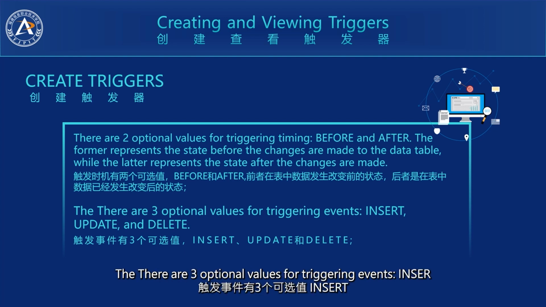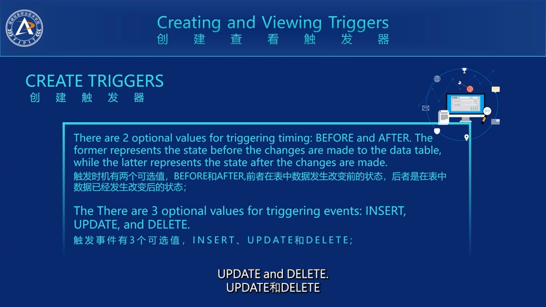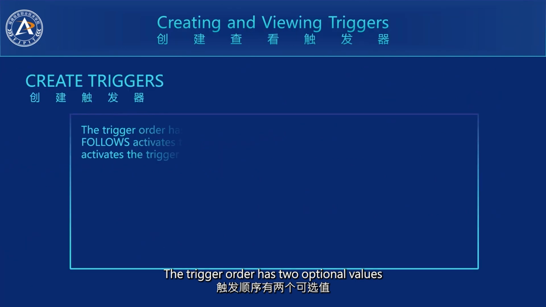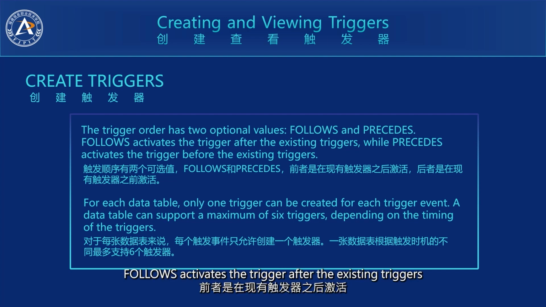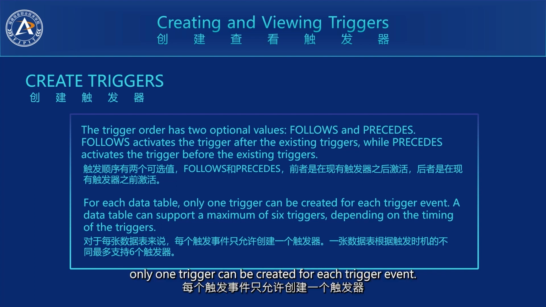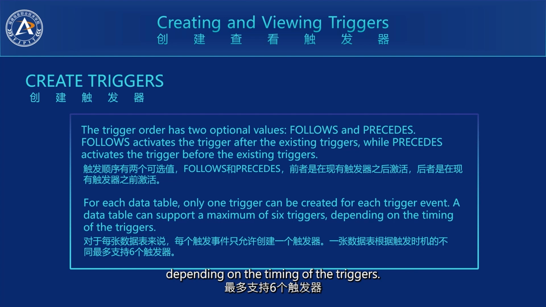There are three optional values for triggering events: insert, update, and delete. The trigger order has two optional values: follows and precedes. Follows activates the trigger after the existing triggers, while precedes activates the trigger before the existing triggers. For each data table, only one trigger can be created for each trigger event. A data table can support a maximum of 6 triggers, depending on the timing of the triggers.